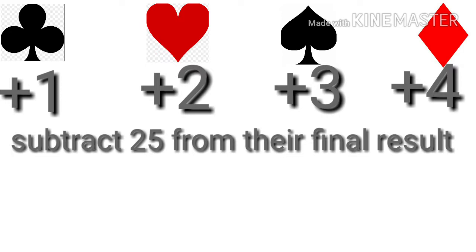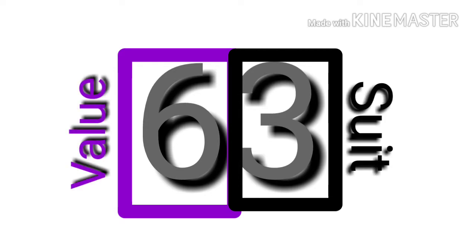The first digit, if it's a 2-digit number, I'll explain if you get a 3-digit number in just a moment. If it's a 2-digit number, the first digit is going to be the value of their card, and 63, 6, it works out perfectly. And the second digit is going to let you know the suit.